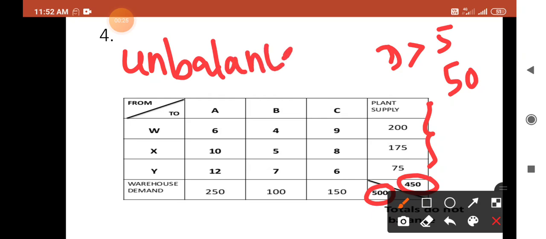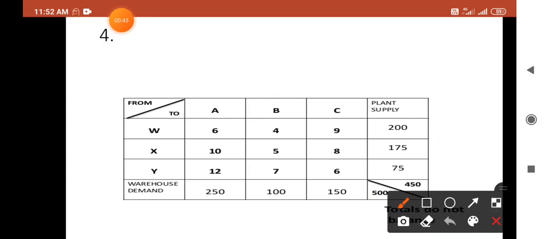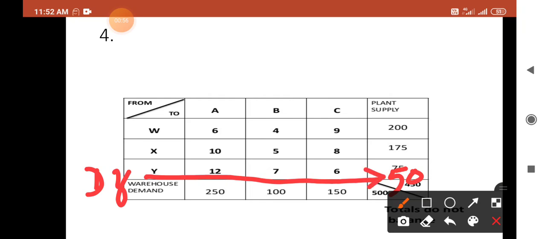So the first thing we have to do is make it a balanced problem before we solve. There is a 50 shortage in supply, so we have to add 50 here. That means we have to add one dummy row, maybe Z. If we add one row here with 50 units, then the total will become balanced.